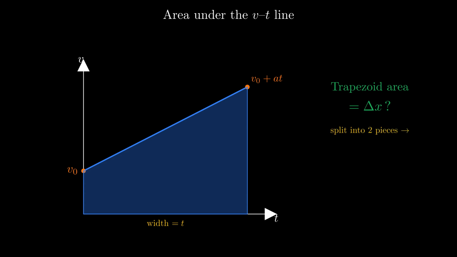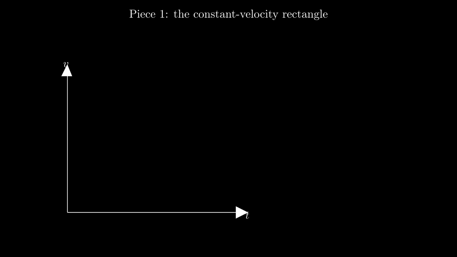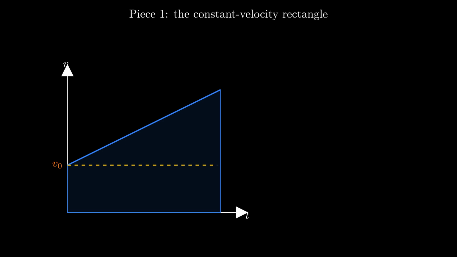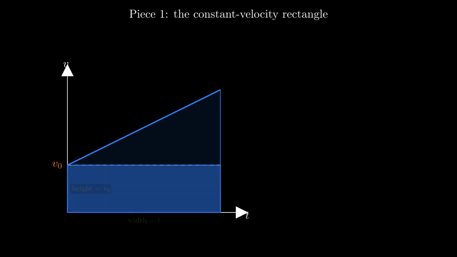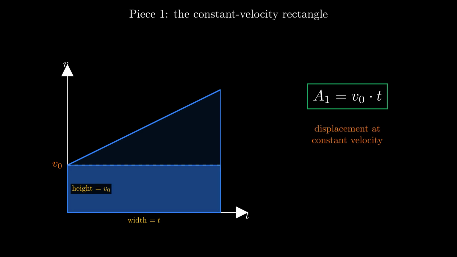We prove it by splitting the shape into two pieces. Draw a horizontal line at height v0 across the trapezoid. Below it sits a rectangle with height v0 and width t. Its area a1 equals v0 times t. This represents the displacement at constant velocity with no acceleration contribution yet.